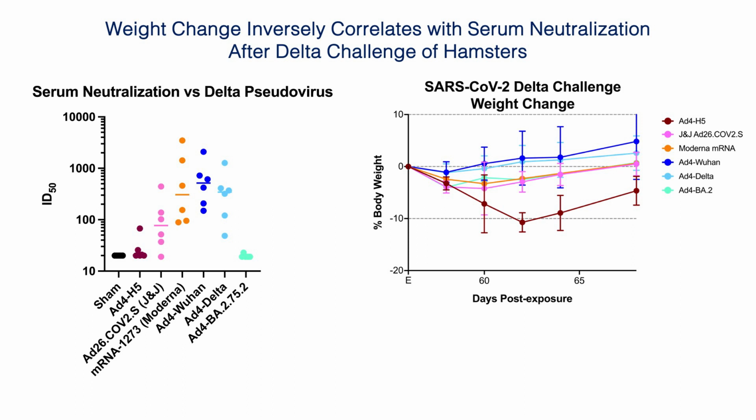After challenge, in this case with the Delta virus, hamsters that received AD4 Wuhan or AD4 Delta show no weight loss, compared to AD4 H5, which is our control, and the J&J AD26. So quite good protection in terms of weight loss. The replication data are still pending.